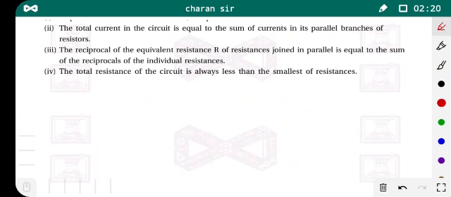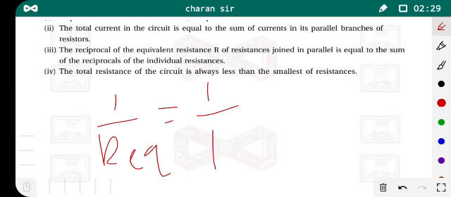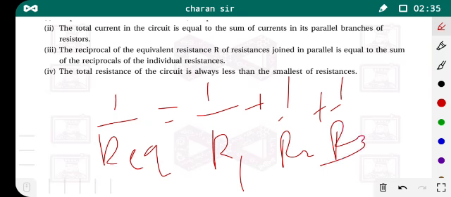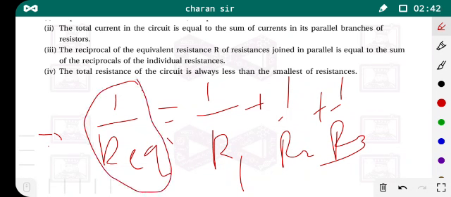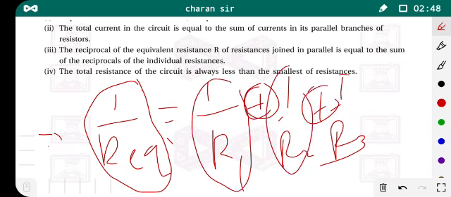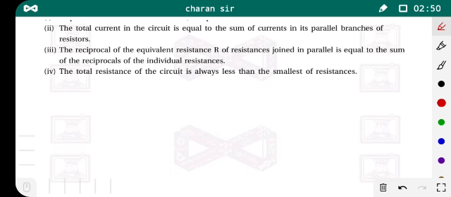The third characteristic is that the reciprocal of the equivalent resistance is equal to the summation of the reciprocals of the individual resistances. What is the equivalent resistance? It is given by 1/R equals 1/R1 plus 1/R2 plus 1/R3. So now we perform an activity.